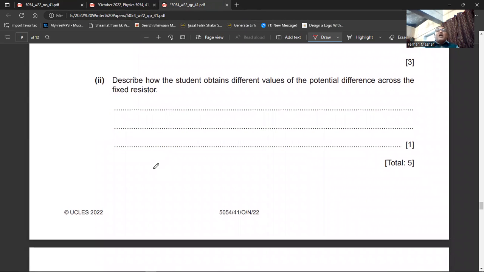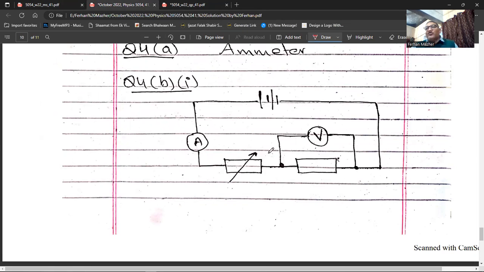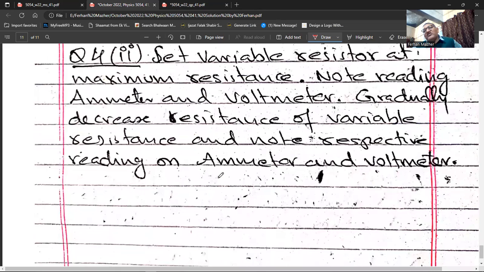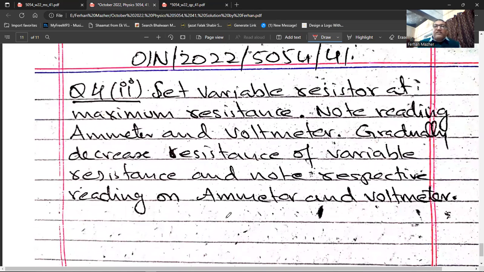He says, describe how the student obtains different values of the potential difference across the fixed resistor. So what you will do, when you start this experiment, make the resistance of the variable resistor maximum, and note down the reading on the ammeter and the voltmeter. Then gradually decrease the resistance of the variable resistor, and each time you decrease it, note down the respective values on the ammeter and the voltmeter. Whenever you change the resistance of the variable resistor, both readings will change, and you just note them down.